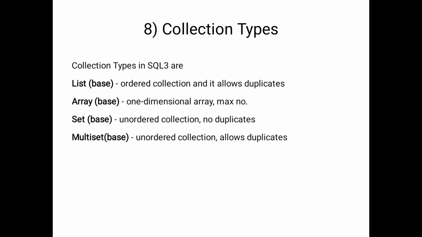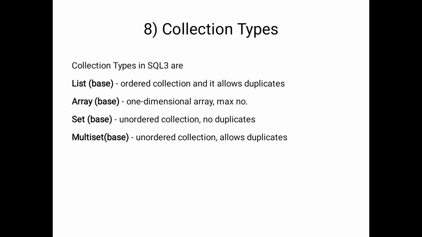Coming to the third one, set. The set is related to unordered collection. That means we will consider any type of order. Unordered means randomly is also acceptable. So it is an unordered collection, and it does not allow duplicates. Coming to the multi-set, this is also related to the unordered collection but it allows duplicates. Please observe the four different collection types here.